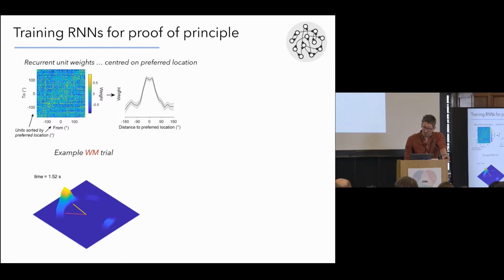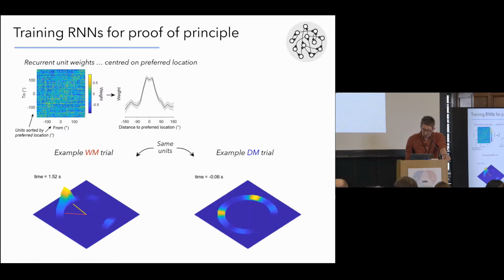So when arranging these circuits in a ring according to their preferred locations, we see the expected bump of activity form at the target location, which is marked here by the yellow vector. And this bump persists at the same location for the entire delay, despite presentation of a distractor indicated by the red vector partway through. On the integration task, however, the activity of the same units forms a bump that now moves around the ring to track the running average location. So here, the location of the running average is now indicated by the yellow vector, and the locations of individual stimuli by the white vectors.